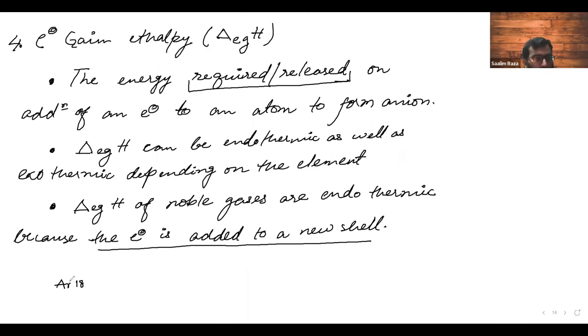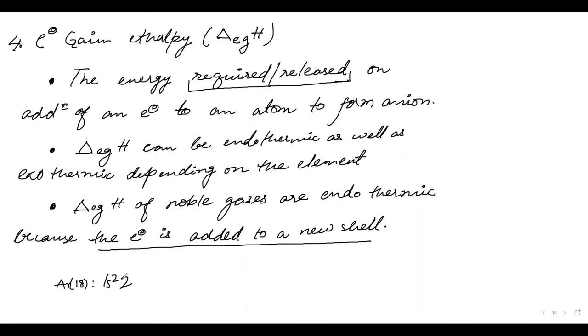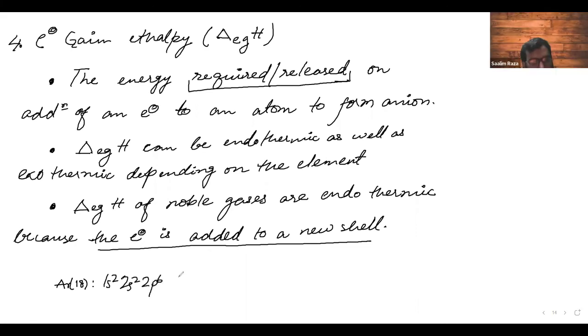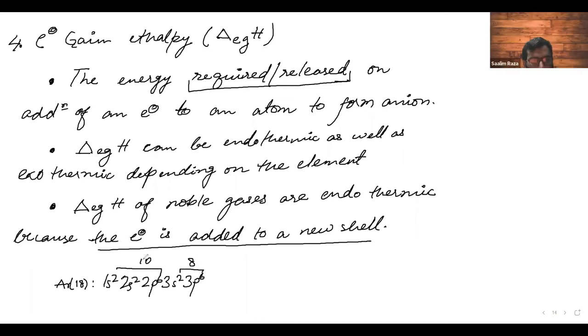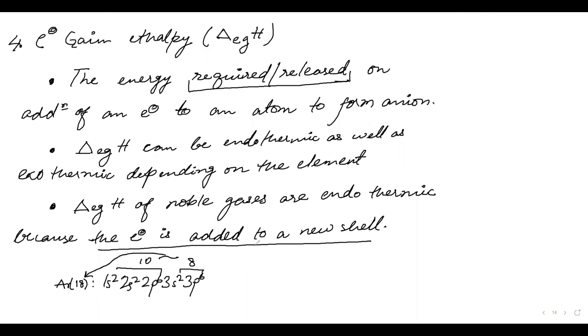18. Now tell me the electronic configuration of argon. Don't tell me the short form. 1s2, 2s2, 2p6, 3s2, 3p6. Yes, it is 6. Finished.